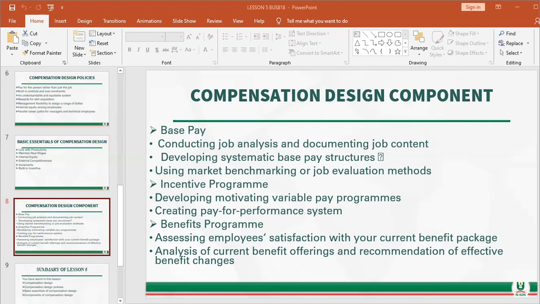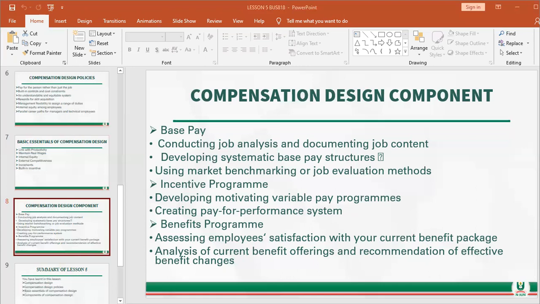So this is another consideration under incentive program. Then lastly, we have benefit program. To develop benefit program, the following must be considered: assessing employee satisfaction with your current benefit package through a benefit assessment survey. Basically, for you to be able to know if the employees are satisfied with the compensation package or program, you need to carry out a survey.